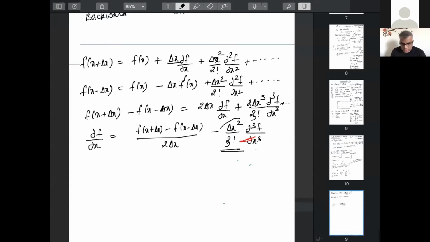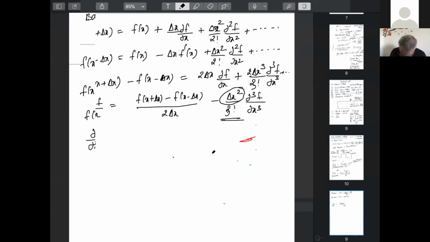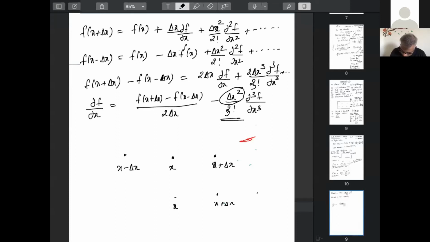So if you look at pictorially what's happening here, I take 3 points. Say this is x, this is x plus Δx, and x minus Δx. Similarly, you can look at the same thing in time. So you are at x plus Δx and x minus Δx, and this is at t, and this is at t plus Δt in time.